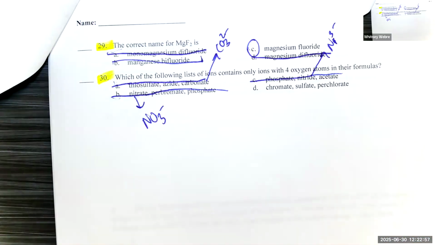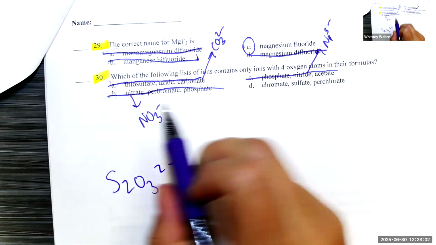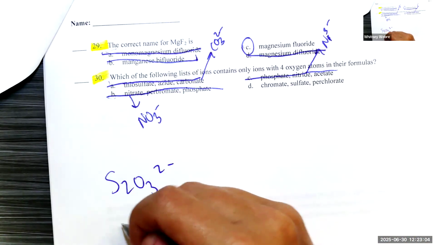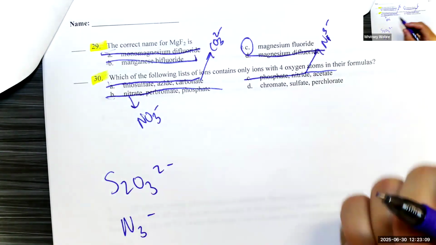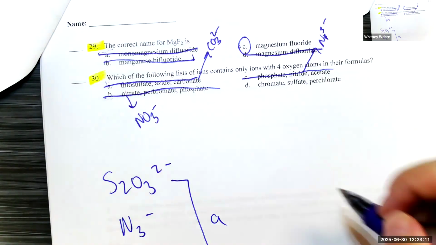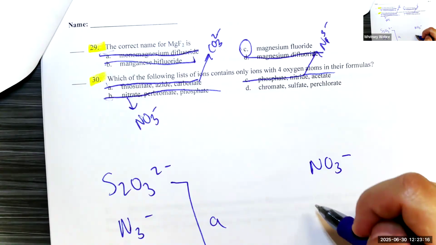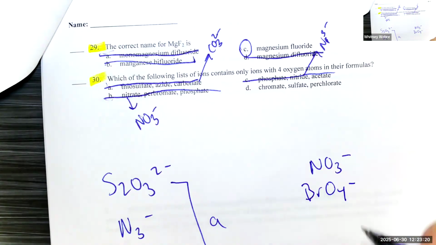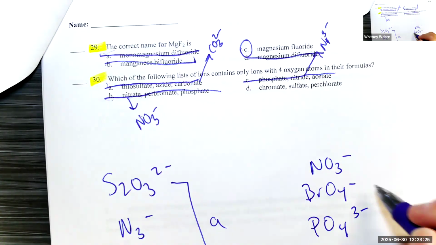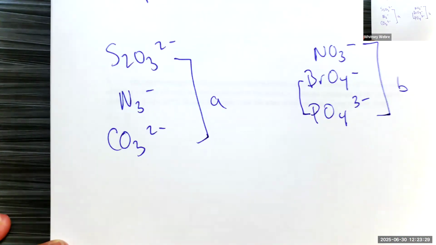Oh yeah, I do have thiosulfate, S2O3 2 minus. Azide, that is N3 minus. Carbonate, CO3 2 minus. So that would be A. B, nitrate, NO3 minus. Perbromate, that's BrO4 minus. And phosphate, PO4 3 minus. So yes, these would be correct, but that nitrate causes it not to be B.